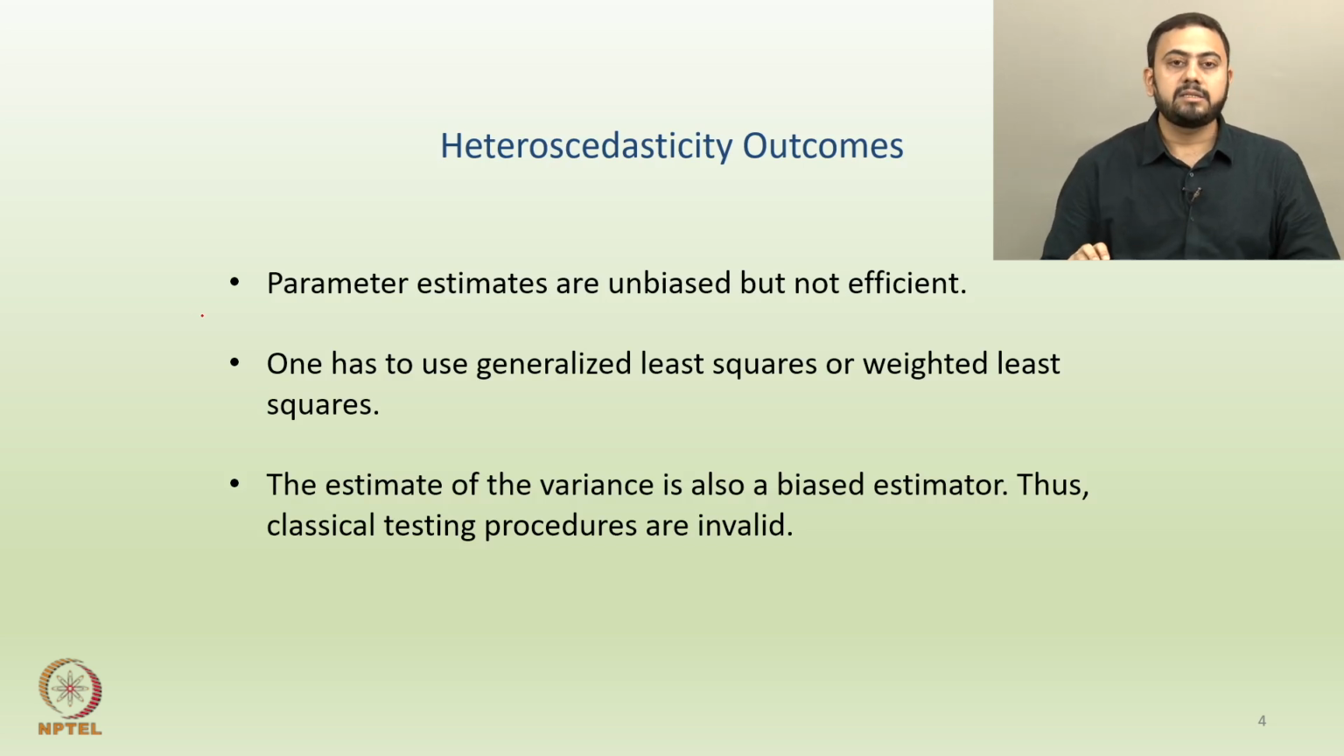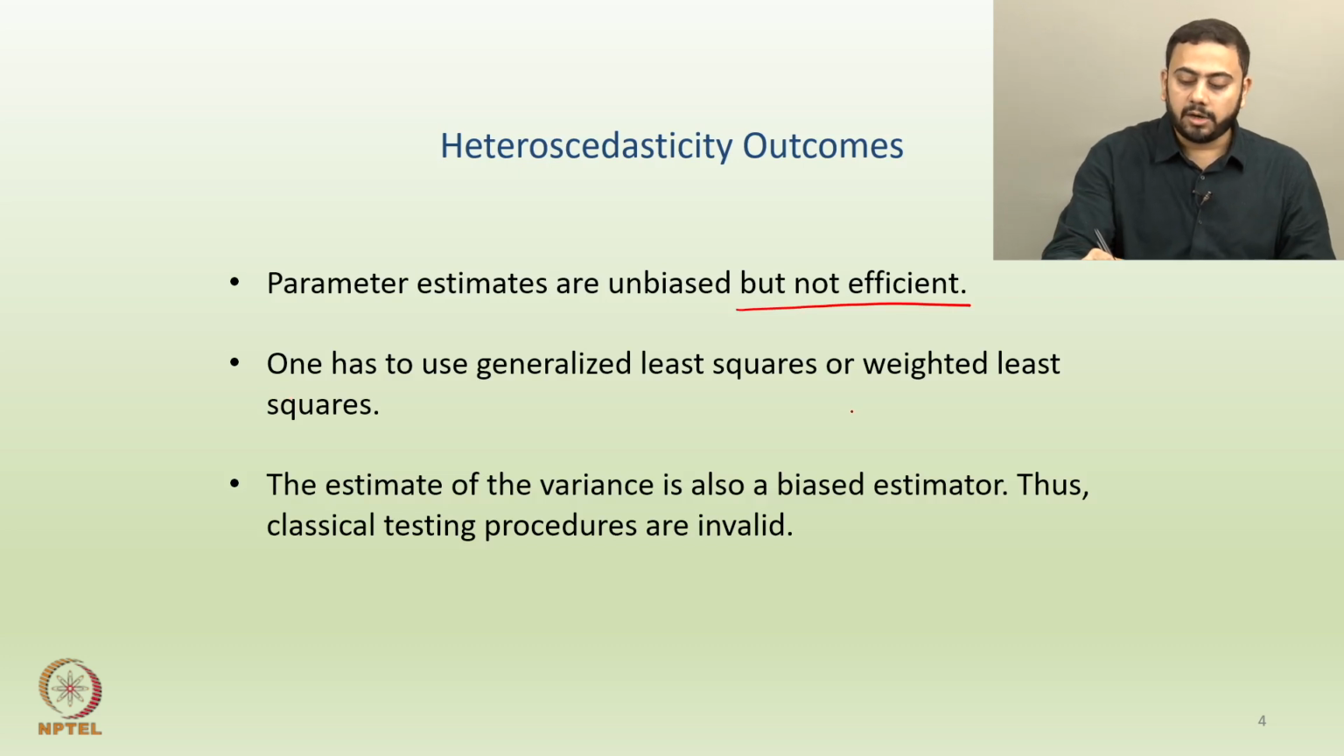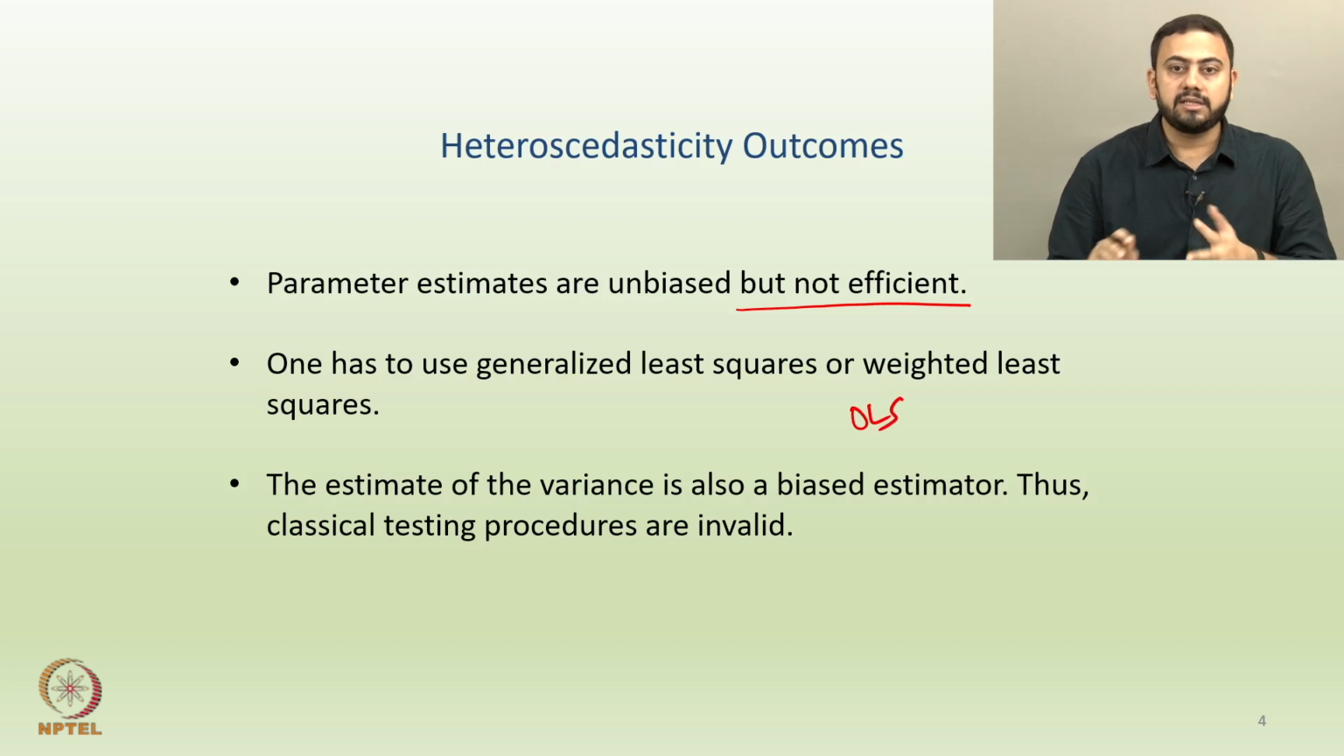So, let us say parameter estimates would be unbiased, but not efficient. Okay. If the variance is changing, even if the parameter estimates are unbiased, they may not be that efficient. And then the second one is that one has to use generalized least squares or weighted least squares for estimation. Rather than using ordinary least squares or OLS, which breaks down here because variance is changing, you have to adopt some other technique, let us say generalized least squares or weighted least squares.